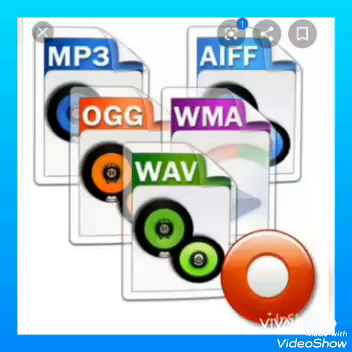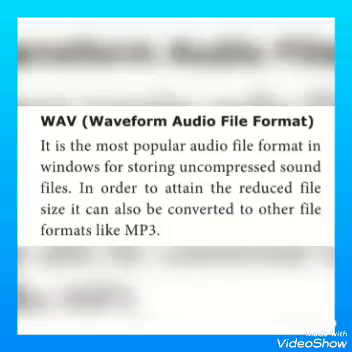We will see them now. First one, WAV, waveform audio file format. MP3, MPEG layer 3 format. OGG. AIFF, audio interchange file format. WMA, Windows Media Audio, or real audio format. Now we are going to see the first one, WAV, which is waveform audio file format. It is the most popular audio file format in Windows for storing uncompressed sound files. If you need to compress the file further, convert it into MP3 file format.